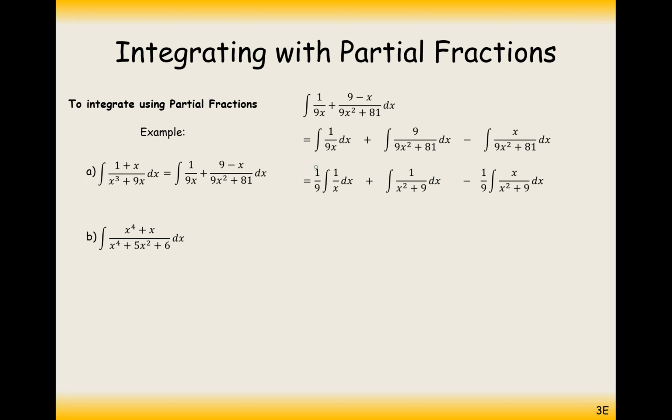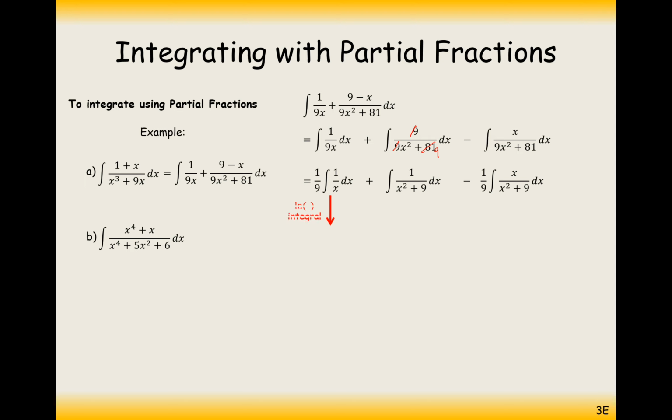The first one is going to be factorising out the 1 over 9, so that will move to the front, and now I've just got the integral of 1 over x. On the second term, it's just going to be cancelling out the 9's on the top and the bottom to leave me just with 1 over x squared plus 9. And then the third term I'll factorise out 1 over 9 to leave me just with x over x squared plus 9. And now I'll integrate all three functions separately.